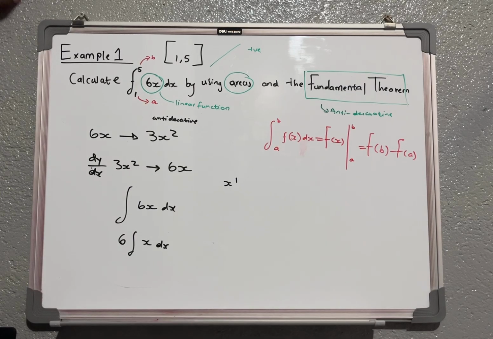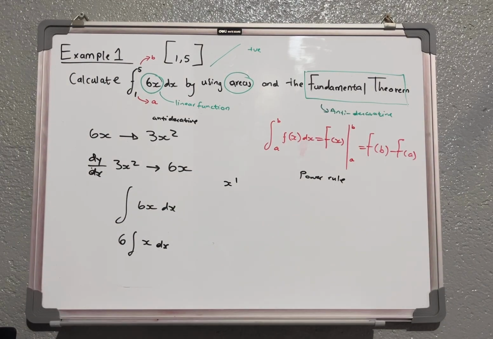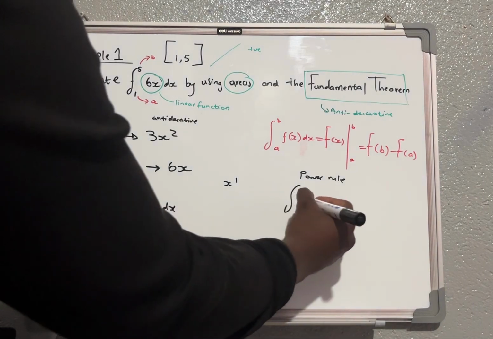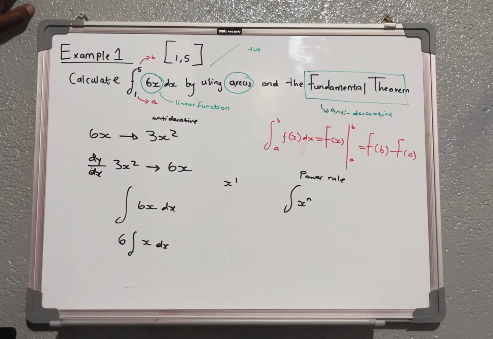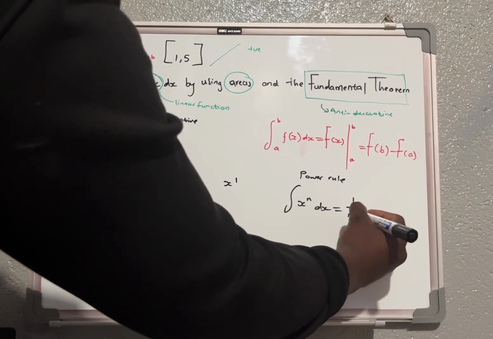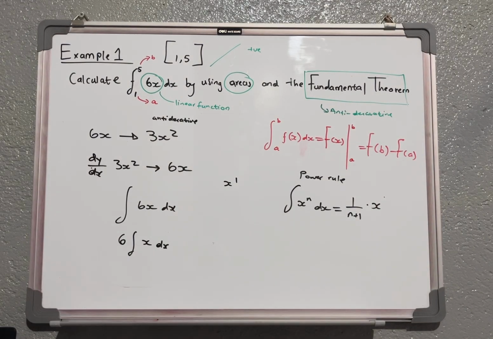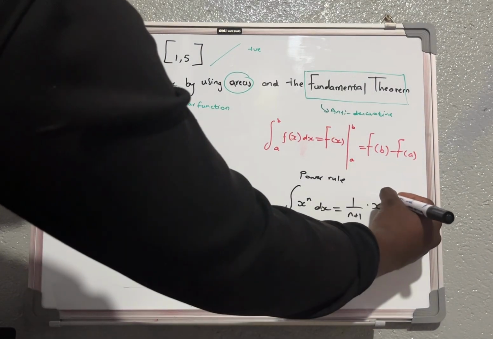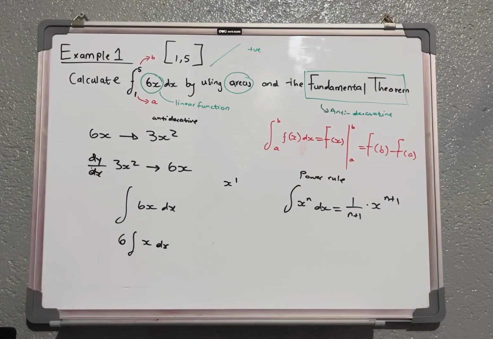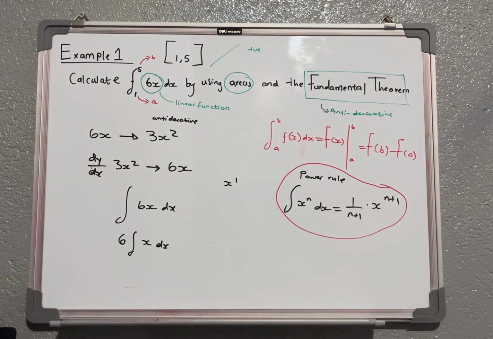We know that we can actually use our power rule. So what does our power rule look like? Each and every time you have something like this, the power rule will say you have something like your n plus 1, then you have your x to the exponent n plus 1. So this is mainly the power rule that we're going to be using in this question in order to work out this x to the exponent 1.